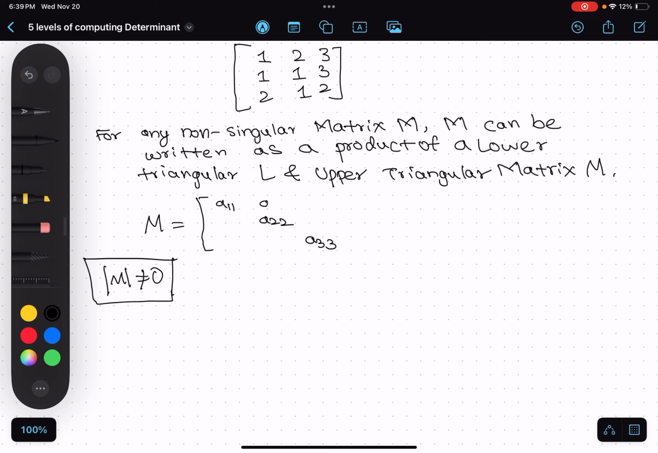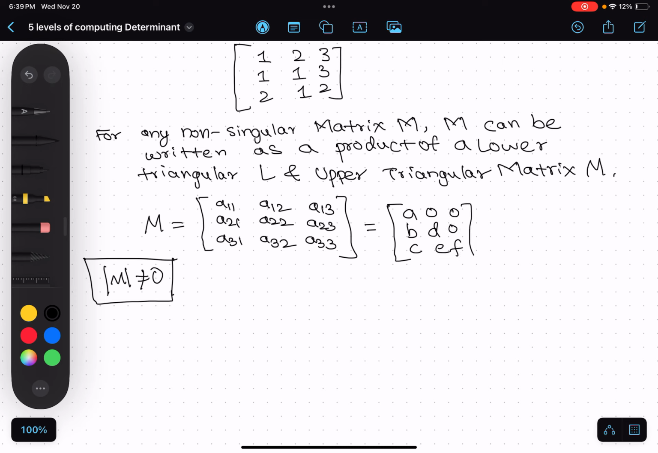So for a matrix, let's say first to second column, A13, A23, A21, A31, A32. Okay, for this matrix, this can be written as a product of a lower triangular matrix, let's say A, B, C, D, E, F, 0, 0, 0, and an upper triangular matrix P, Q, R, S, T, U, 0, 0, 0. So this is the theorem.